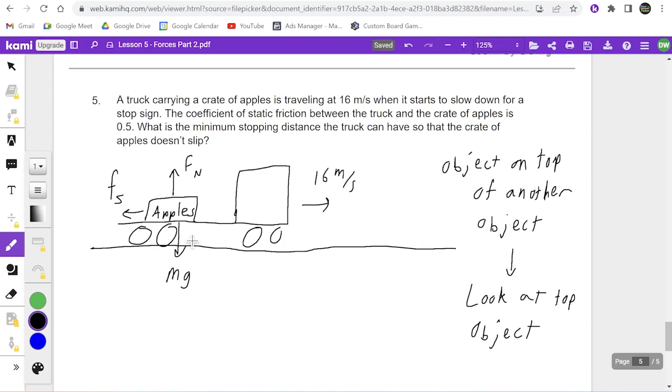And not only is it static friction, because if it was just static friction, what would my equation be? Trick question. There would be no equation because it's less than or equal to.